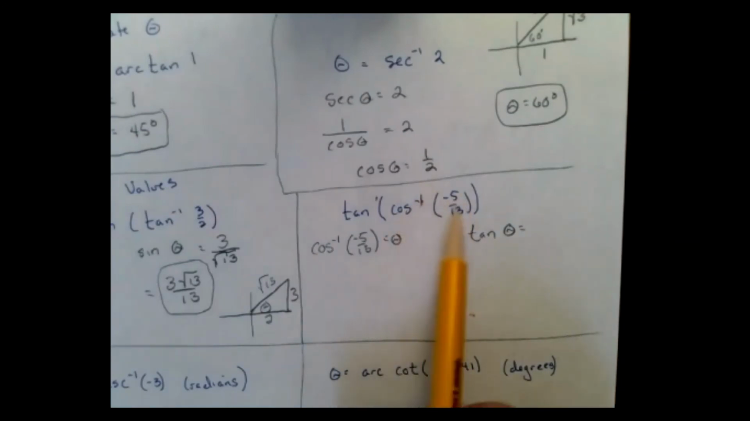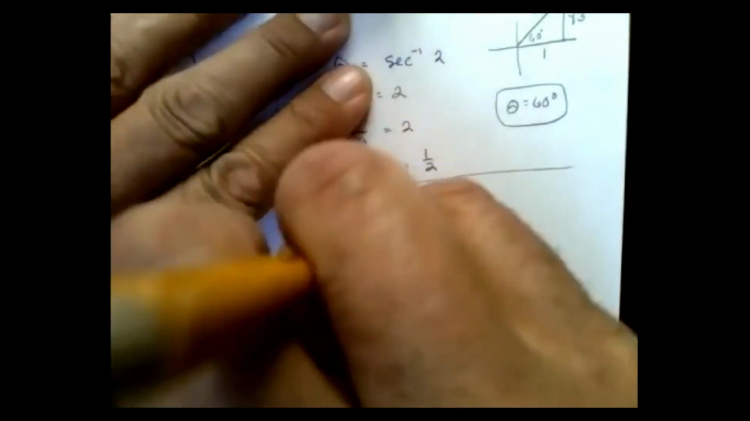So I know the inverse is always an angle measure. So I'm going to say, let's let that equal theta. And that's the inverse cosine of -5 over 13.